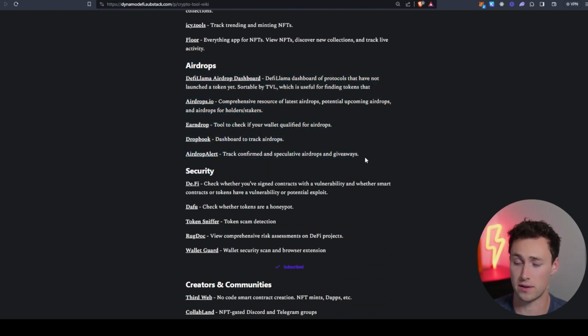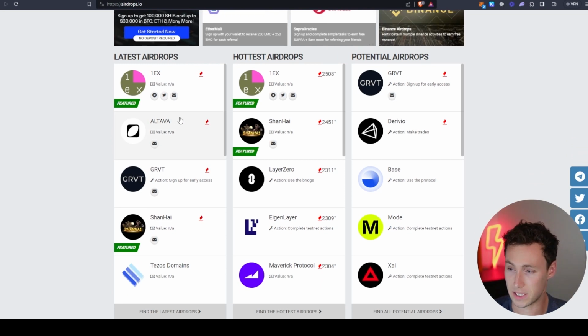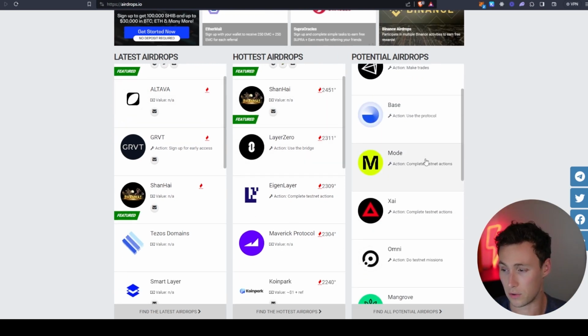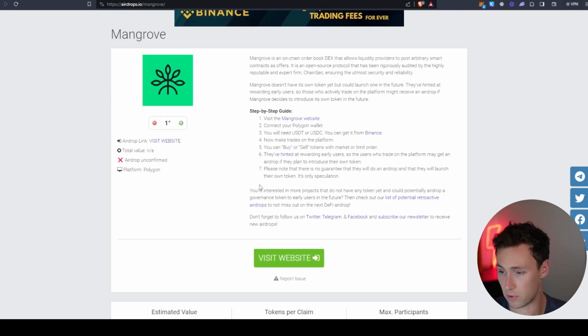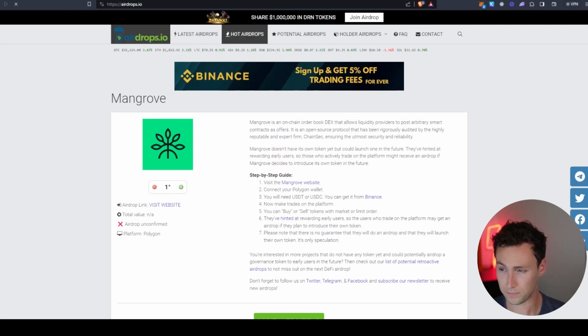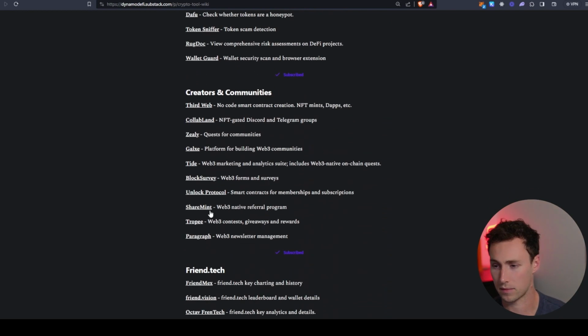These are all the tools that are going to help you find the best airdrops in crypto. And to look at some of these, for example, airdrops.io, it's got the latest airdrops, the most popular ones, and then some potential airdrops that are unknown in the future. And if we just click on one of these, I don't actually know that much about this protocol, but I clicked on it, then it's got a step-by-step guide with instructions for things that you can do to hopefully qualify for this airdrop. So if you're into airdrops, lots of tools here to help you with that.